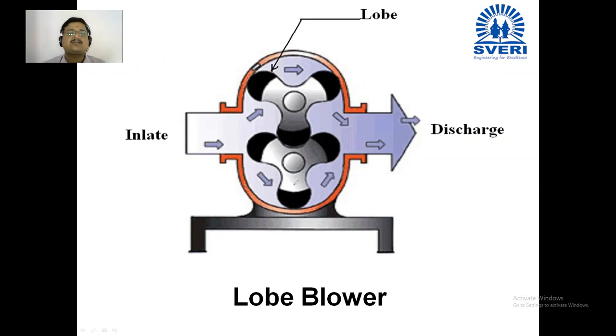In vane type of the compressor, which we have seen in a previous lecture, vanes are rotating inside the cylinder, which are fixed around the shaft.